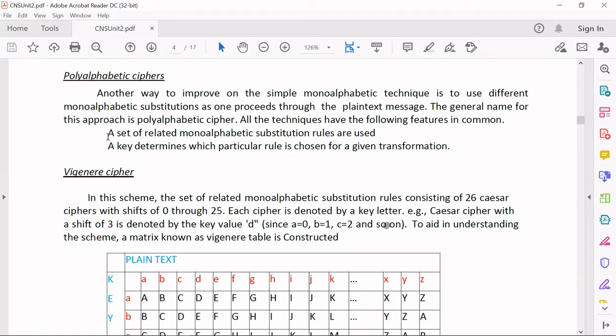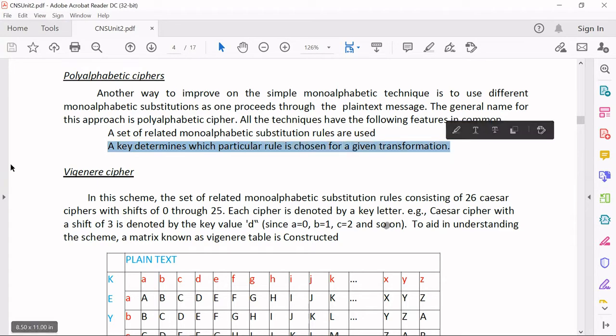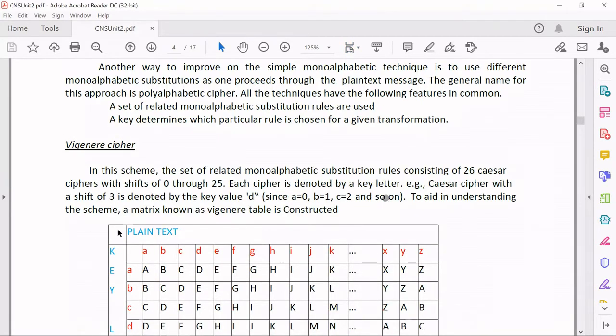That is, a set of related monoalphabetic substitution rules are used, and a key determines which particular rule is chosen for a given transformation. So the original cipher says that in this scheme, the set of related monoalphabetic substitution rules consists of 26 Caesar ciphers which shift 0 to 25.